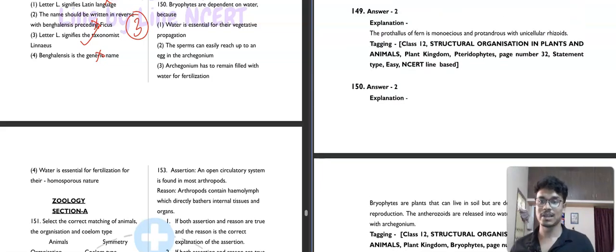It is saying that bryophytes are dependent on water, because why? First option: water is essential for their vegetative propagation. This is not the correct one. The sperms can easily reach an egg in the archegonium. This is the correct one. The archegonium has to remain filled with water for fertilization, not correct. And water is essential for fertilization for their homosporous nature, not correct. So the second option will be your correct answer.